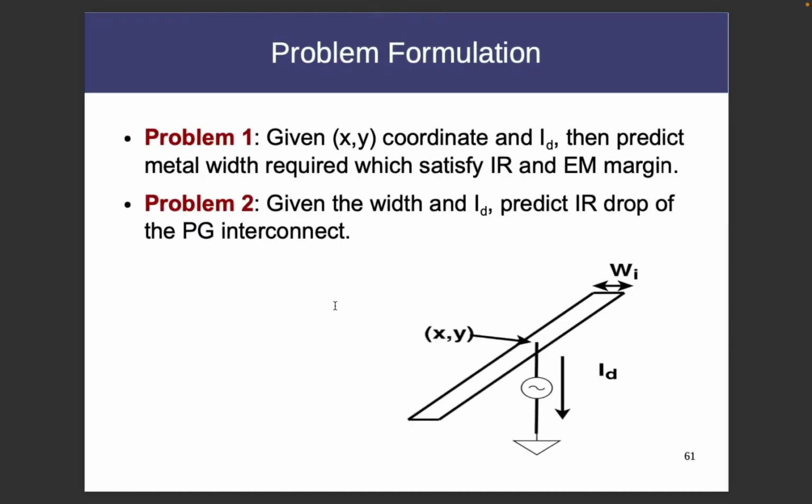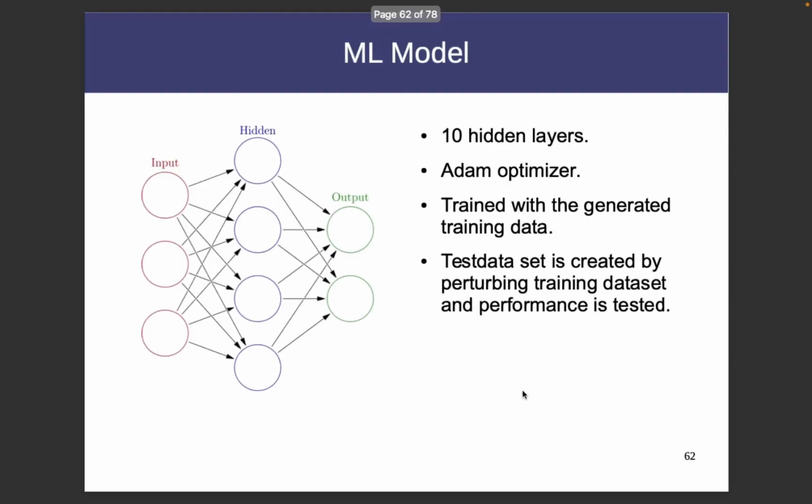The problem formulation is like this: given an xy coordinate and the current, predict the metal width required which satisfies the IR and EM margin, and given the width and the current drawing capability, predict the IR drop. We have thousands of power grid interconnects, and for each interconnect we try to solve this problem for our design.